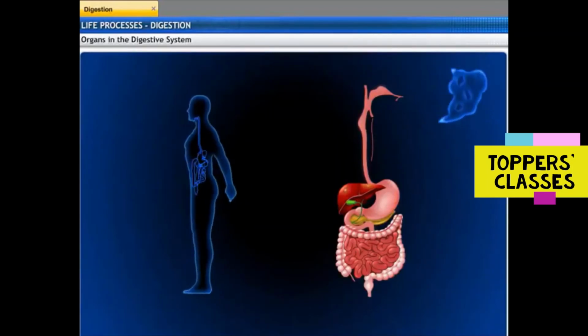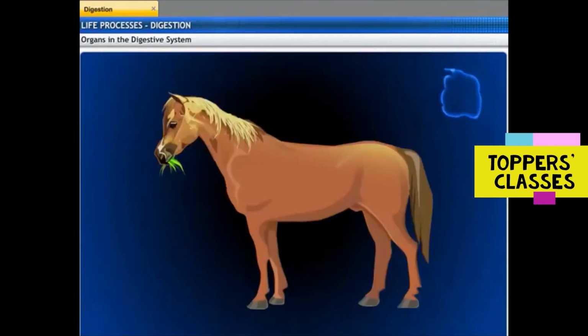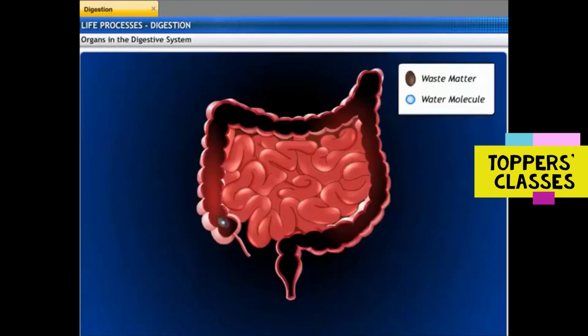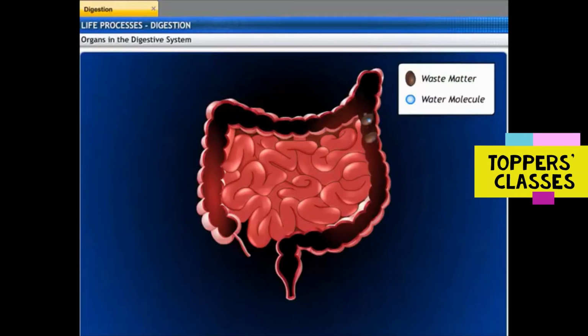The length of the small intestine is much shorter in carnivores as compared to herbivores. This is because herbivores eat a plant-based, fibrous diet which takes longer to digest as compared to a meat-based diet. The undigested food and water then move into the large intestine. The inner lining of the colon has villi that absorb any water from solid waste. This solid material is collected in the lower part of the large intestine called the rectum.